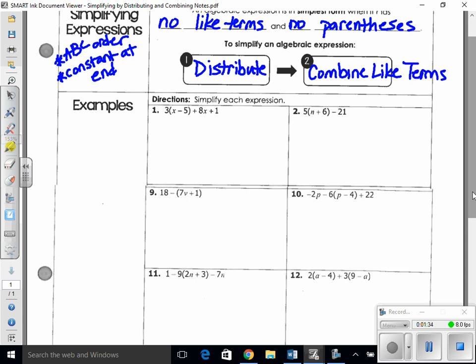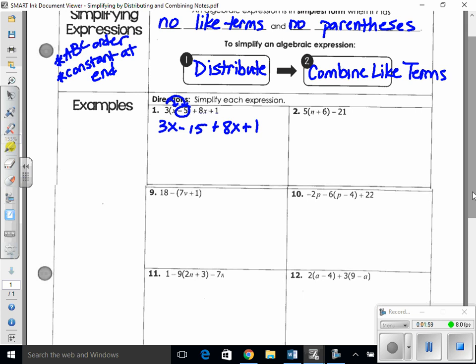So for number one, the number you are distributing is always going to be right in front of the parentheses. So in this case, we're distributing a positive 3. So 3 times x is going to give you 3x. This is a negative 5, so that's 3 times negative 5, which makes minus 15. And then bring down the plus 8x and the plus 1. Once your parentheses are gone, that means your distributing is done.